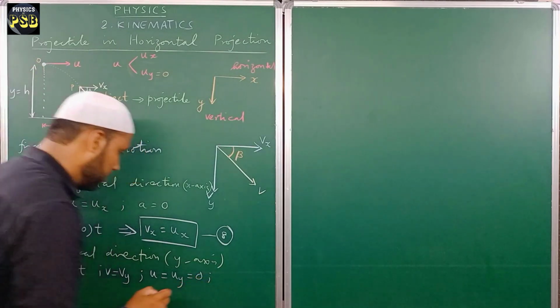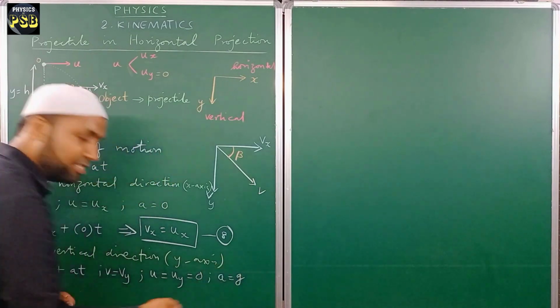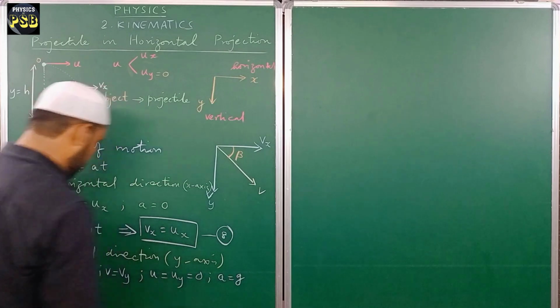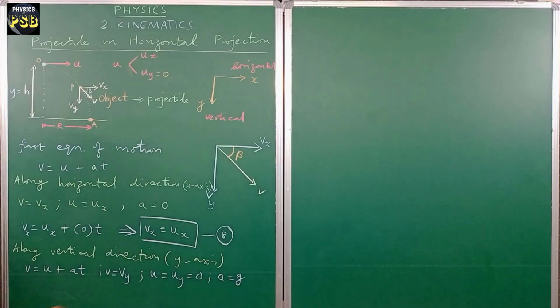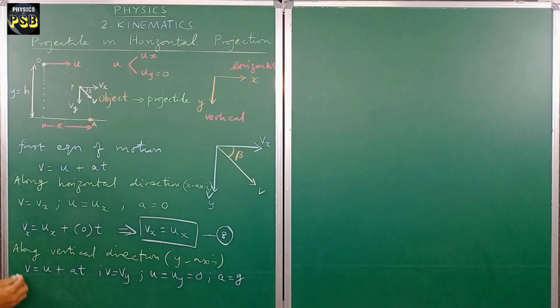Next step. Here A is taken as g, acceleration due to gravity. And what is small t? t is the time. Okay, so I'm going to write the value of all these things in this equation.